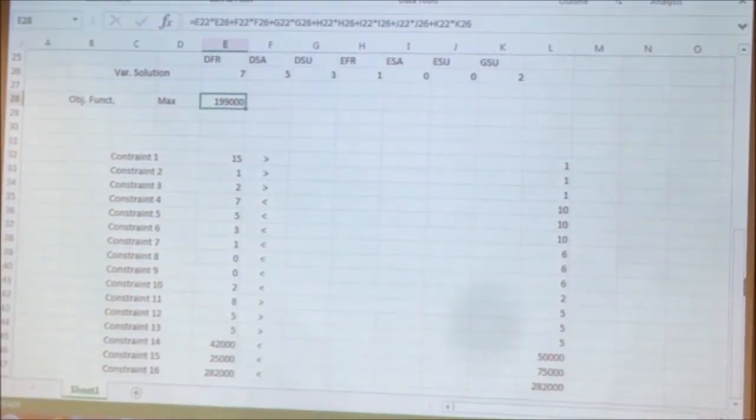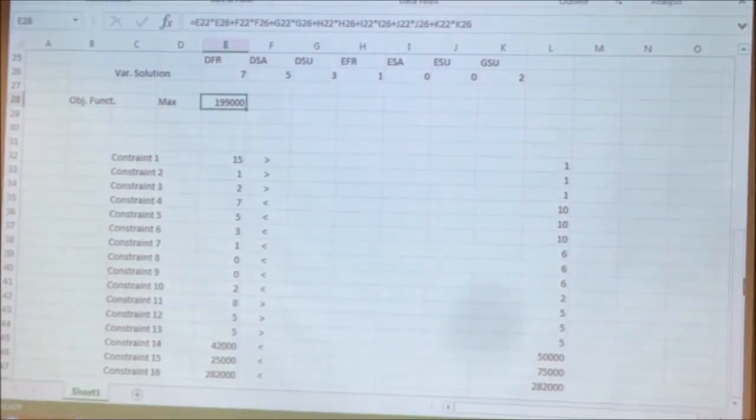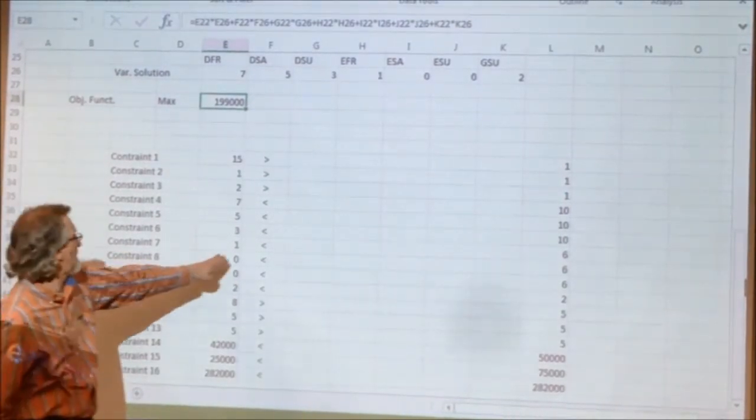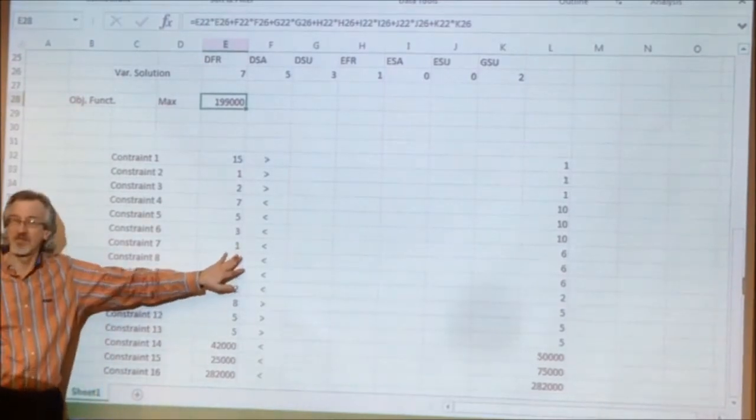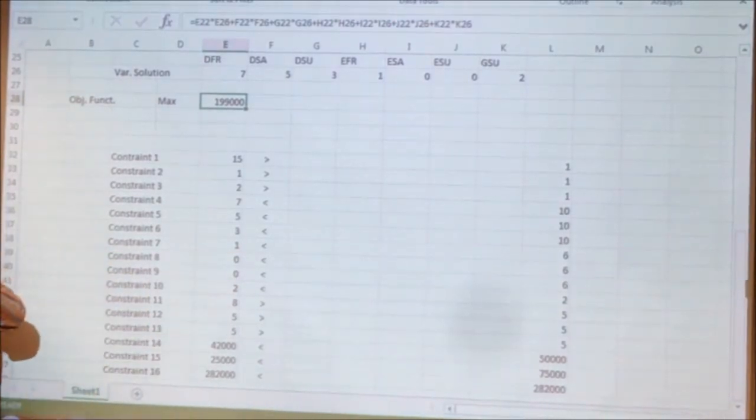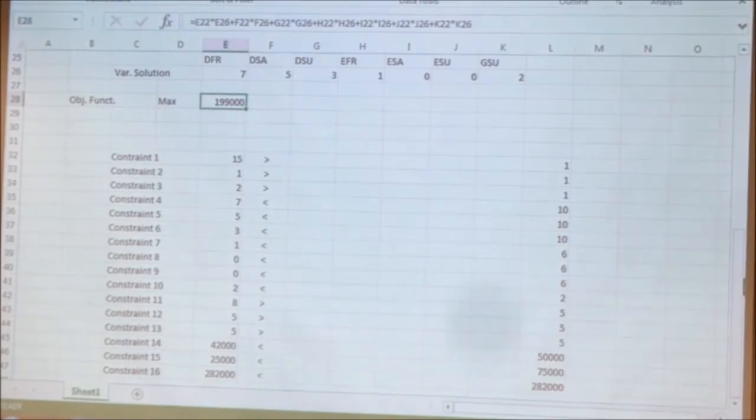Give me at least one. How about one that's not binding? Give me that. 7? Let me look. Constraint 7 is not binding. She is correct. How did she know that? 8 and 9. That's right.